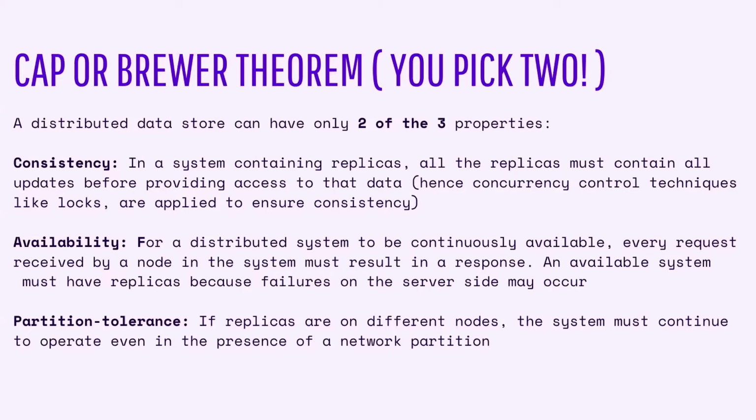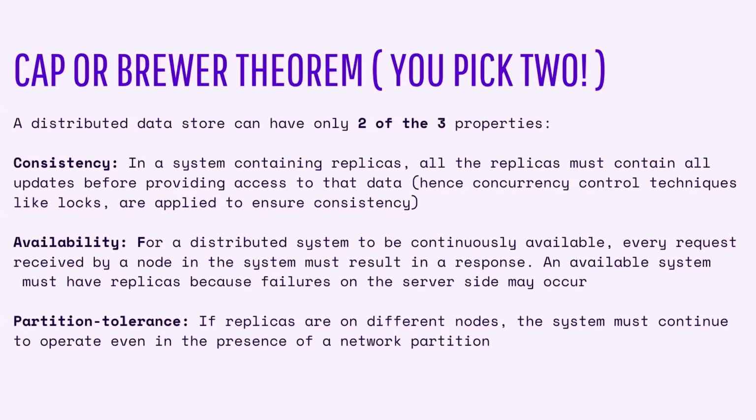So what exactly is consistency now? Again, I've talked about that in the previous lesson. That is the foundation of a database, right? In the ACID properties, C stands for consistency. So in a system containing replicas, all the replicas must contain all updates before providing access to the data. Hence, any kind of concurrency control techniques like locks are applied to ensure that the database is consistent.